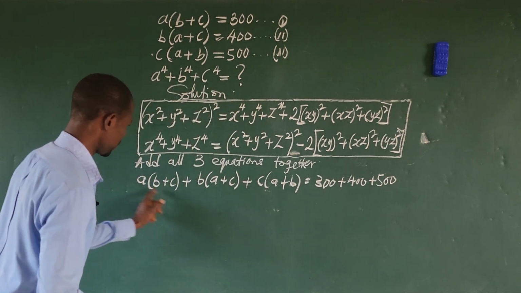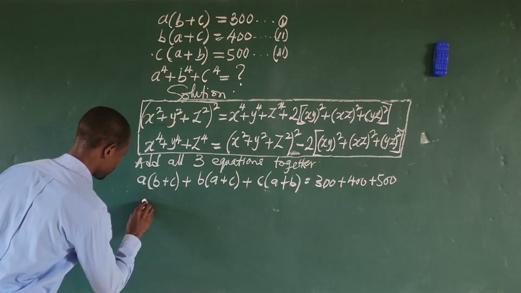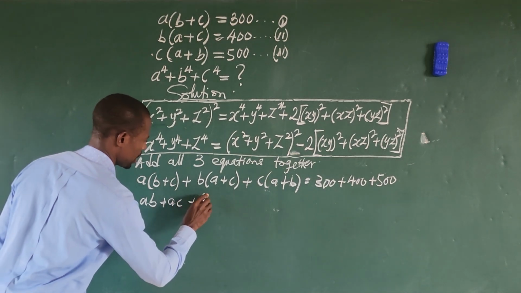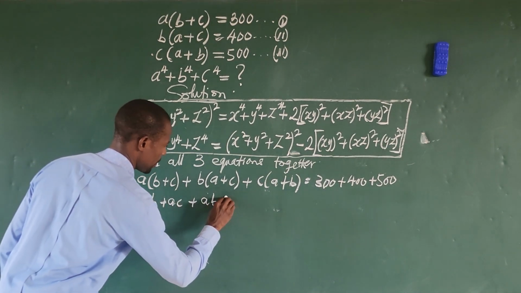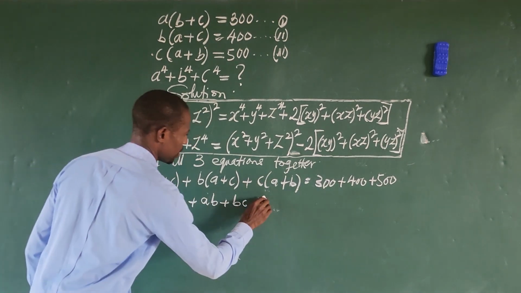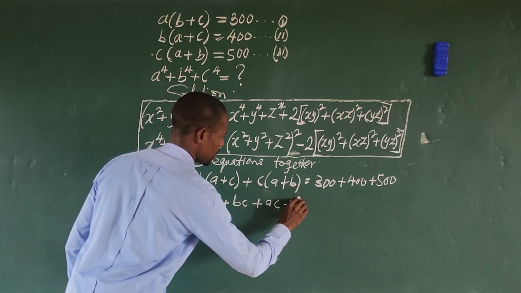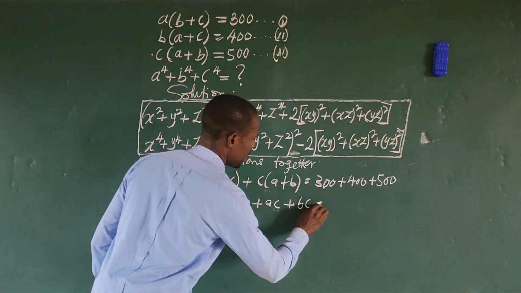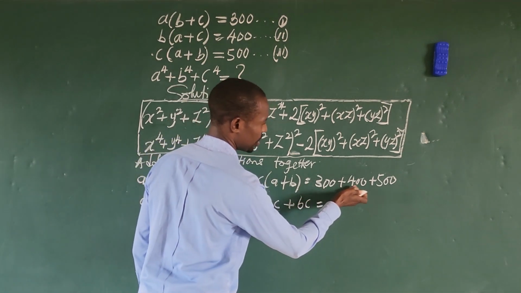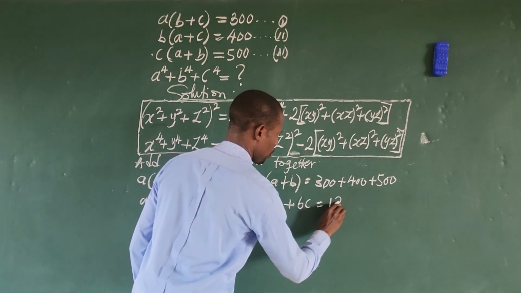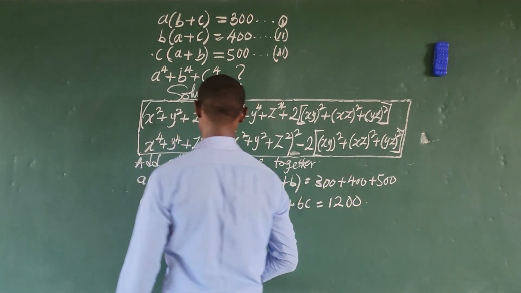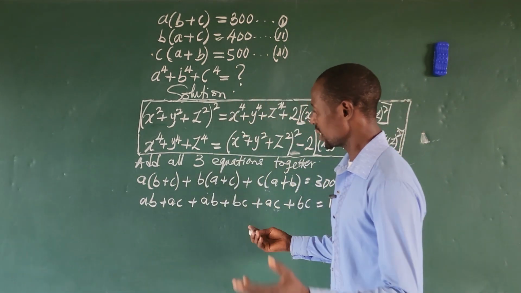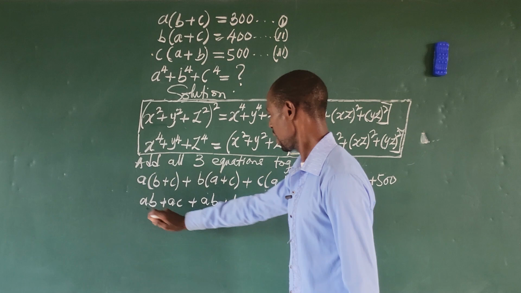Right. So we can now open up this. If we open up, we're going to have here AB plus AC plus AB again plus BC plus AC plus BC plus BC, everything equal to 700 plus this, which will give us 1,200.